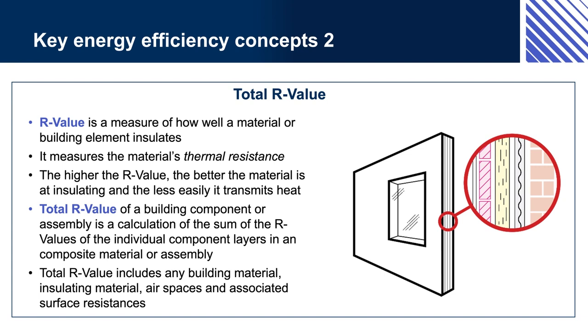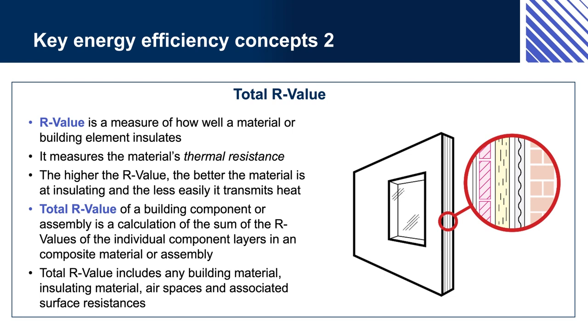The higher the R value, the better material is at insulating. That is, the less easily it transmits heat. The NCC also defines the total R value of a building component or assembly. This is a calculation of the sum of the R values of the individual component layers in a composite material or assembly. The calculation includes any building material, insulating material, air spaces between the different layers, and associated surface resistances.